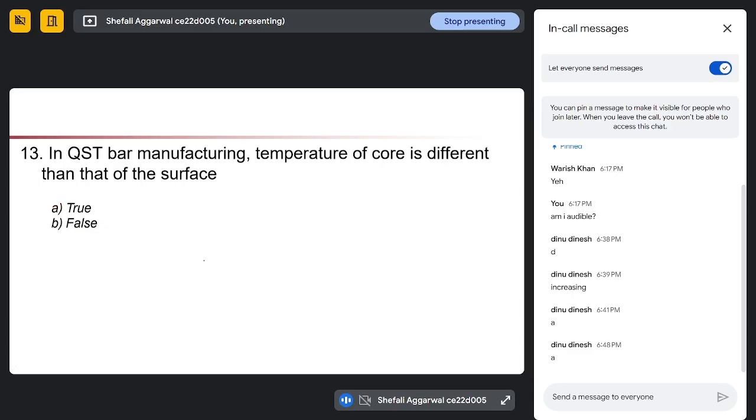So the next question is, in QST bar manufacturing, the temperature of the core is different than that of the surface. True or false? We have been reading this since the start of the lecture. The temperature of tempered martensite and ferrite pearlite during manufacturing is always different, right? Answer is A.